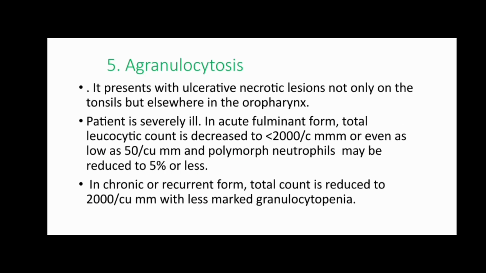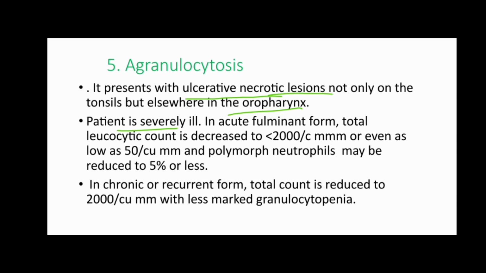And coming to agranulocytosis, it presents with ulcerative necrotic lesion, not only in one tonsil but elsewhere in the oropharynx. Like diphtheria, agranulocytosis also has ulcerative necrotic lesions. It not only affects the tonsil but also goes beyond the tonsil, to the oropharynx and soft palate. The patient is severely ill in agranulocytosis.